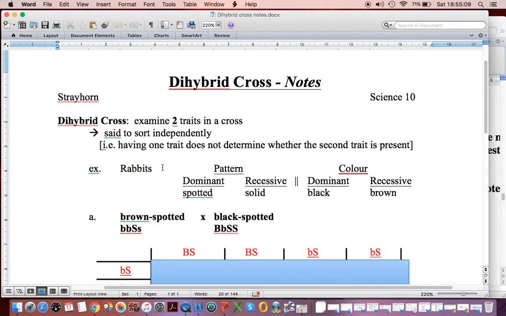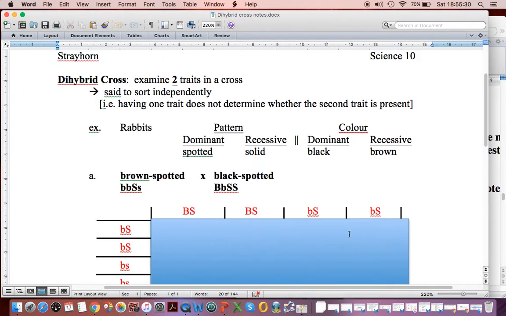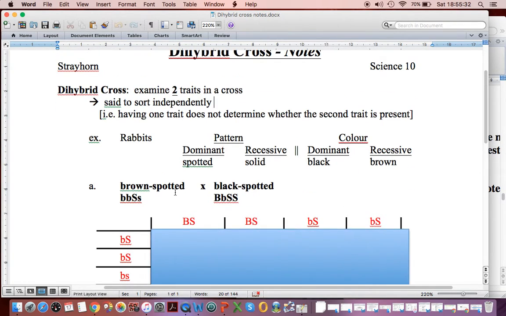So we're going to look at rabbits here. The dominant trait is spotted, recessive is solid for pattern, and for color dominant is black and recessive is brown. So it would be a capital S for spotted, little s for solid, capital B for black, little b for brown. So we're told we have brown spotted and black spotted.